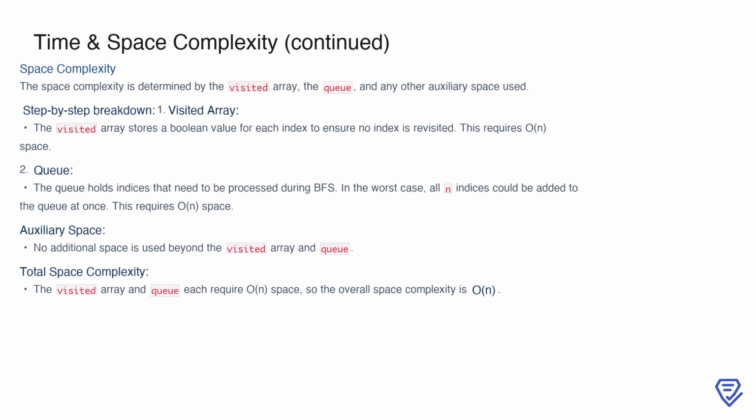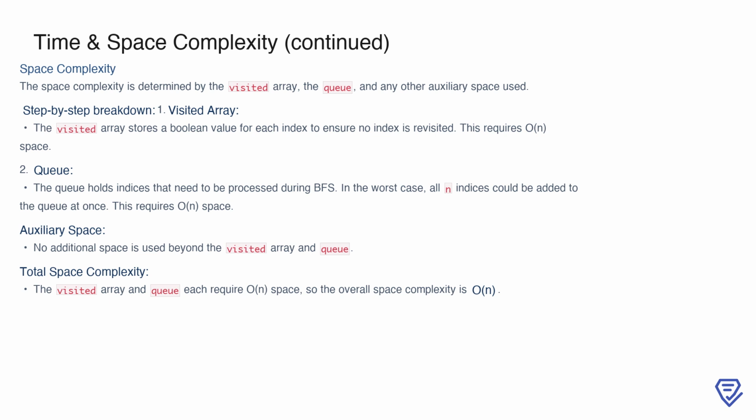Now let's look at the space complexity. The first major component of space usage is the visited array. This array has a Boolean value for each index, which ensures no index is revisited during the BFS traversal. Since the input array has n elements, the visited array requires O(n) space.